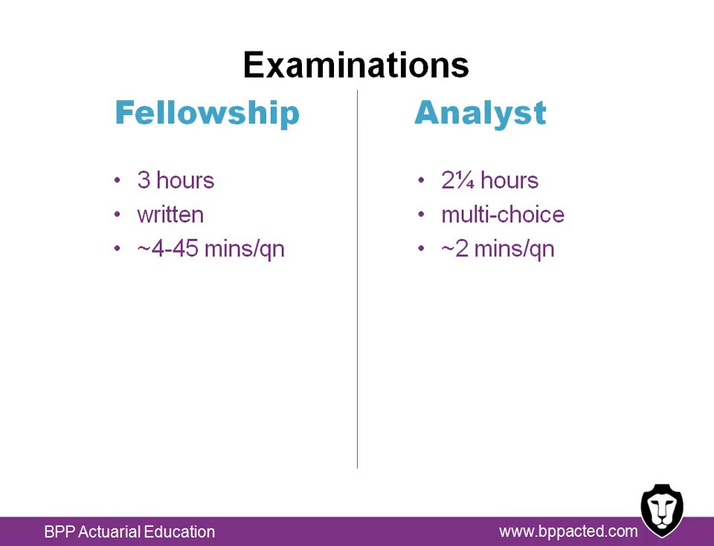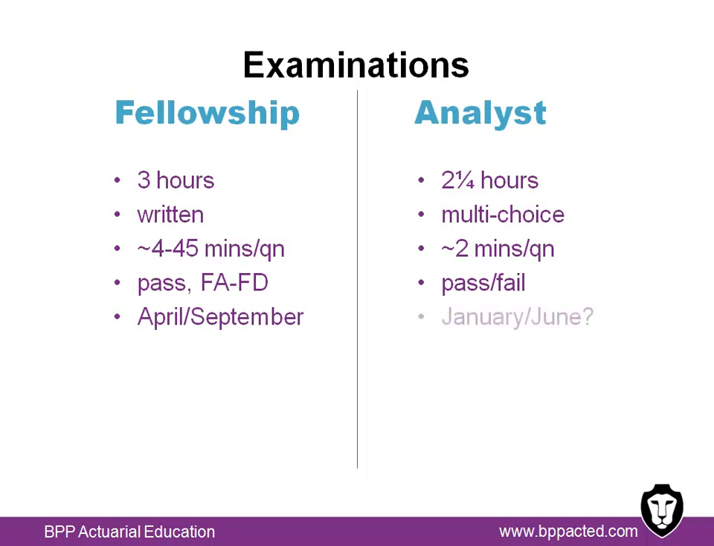Therefore, whilst questions will involve calculations, they won't be anywhere near the same level as the fellowship exams. The grades awarded to fellowship exams are pass, fail A, fail B, fail C and fail D, whereas the analyst exams will simply be pass or fail. Fellowship exams are taken twice a year in April and September, and the analyst exams will also be twice a year in January and probably June.